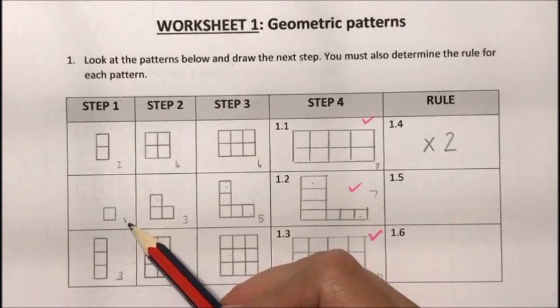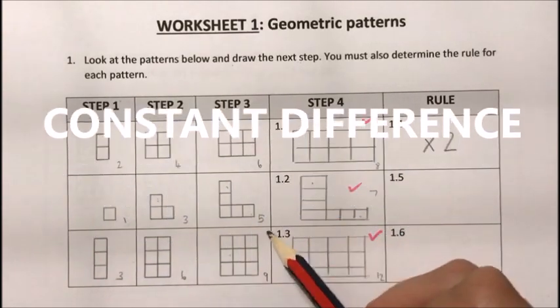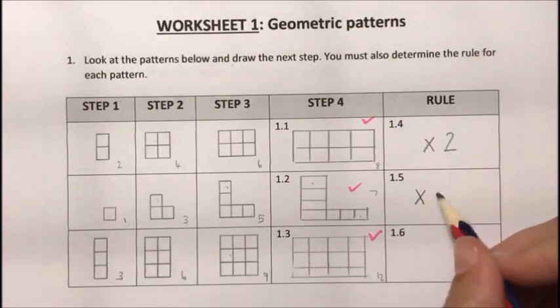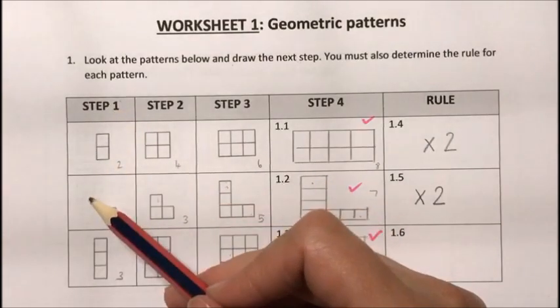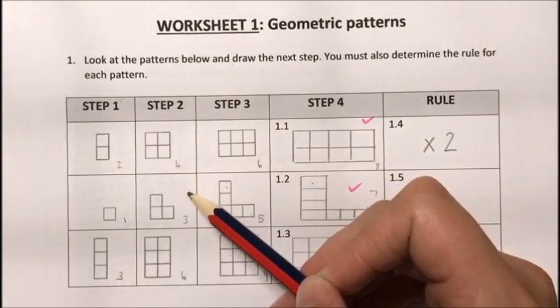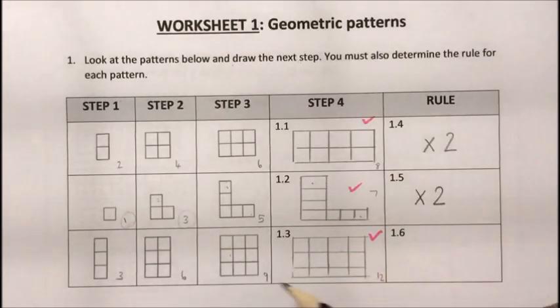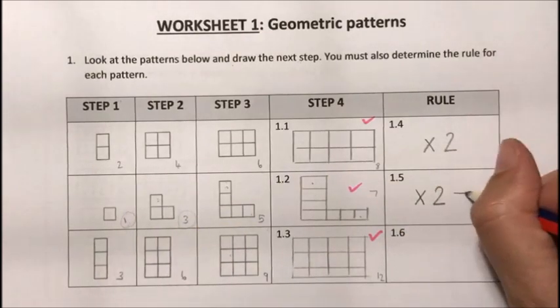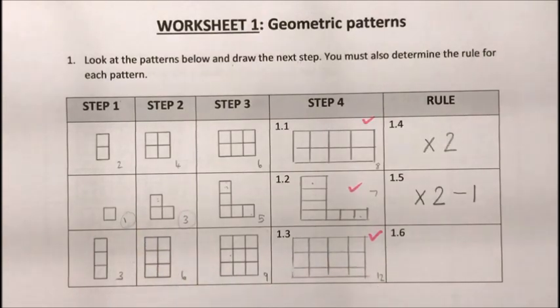If I go to the next one, what is the difference between 1 and 3? The difference is 2. Between 3 and 5, 2 again. And 5 and 7, it's again 2. So if the constant difference is 2, I have to times with 2. If I say 1 times 2, I get 2. 2 times 2, I get 4. But I actually only need 1 and I only need 3. So if I have 2 and I have 4, what must I do? I must minus 1. I need to subtract 1 to get to my correct output.